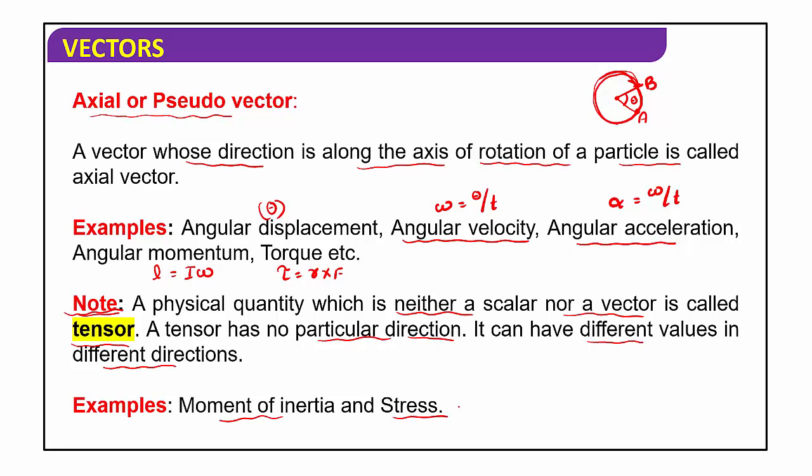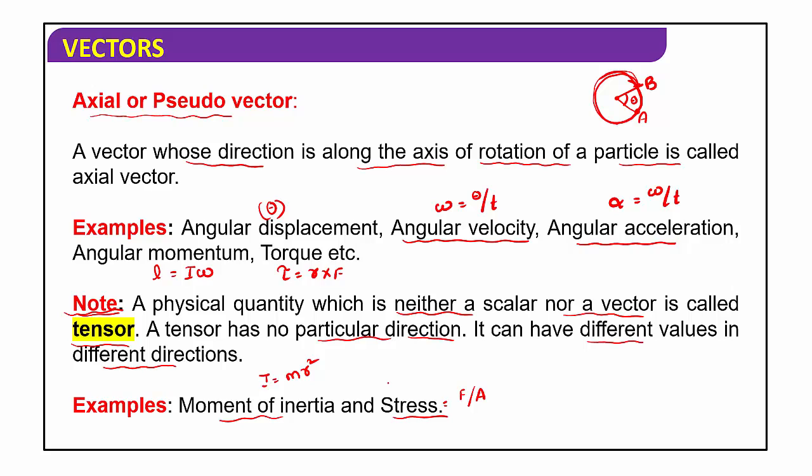About moment of inertia, you are going to study in the chapter System of Particles, which is given by the equation I equal to mr square, right? And about stress, you are going to study in the chapter Mechanical Properties of Solids, right? Stress is restoring force per unit area. These do not have a particular magnitude or particular direction, neither scalar nor vector. So we are going to call it a tensor quantity, or simply a tensor.